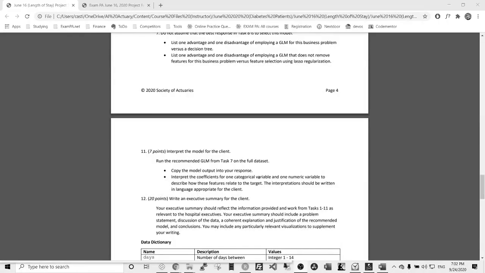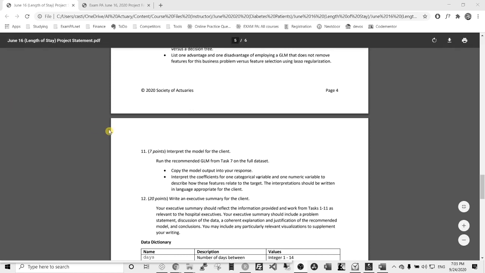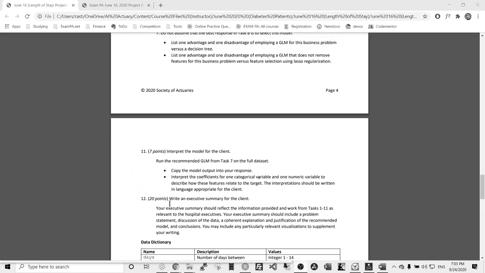Task 12. Write an executive summary for the client. This is worth 20 points. It may be a good idea to take a break at this point in order to recover some mental energy and to transfer from thinking in a technical language to a more non-technical, businessy language. The executive summary's audience is going to be a manager or a sales representative. So it can be confusing to quickly remember all of the steps that you need for an executive summary.